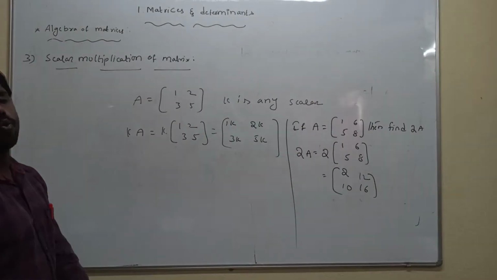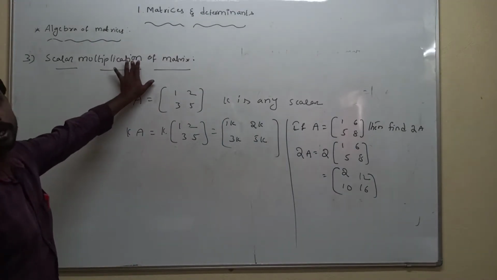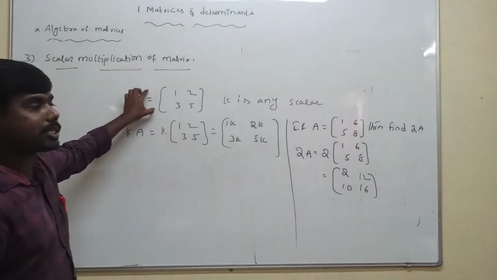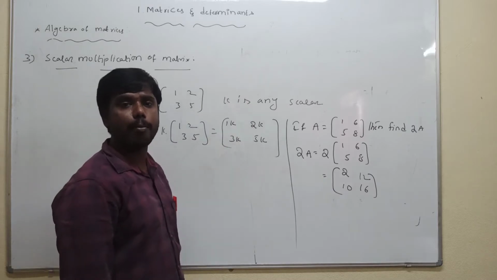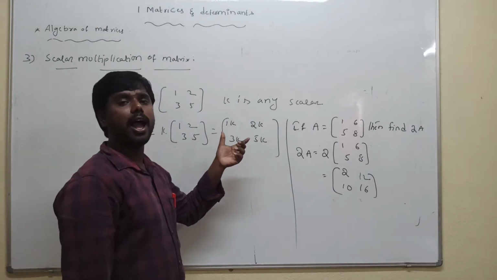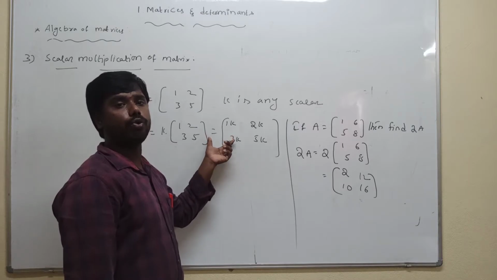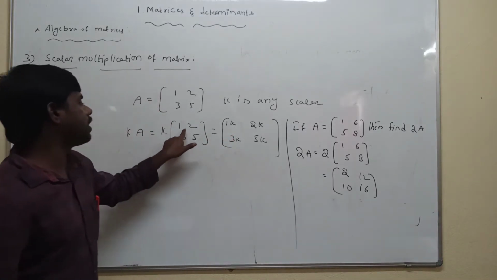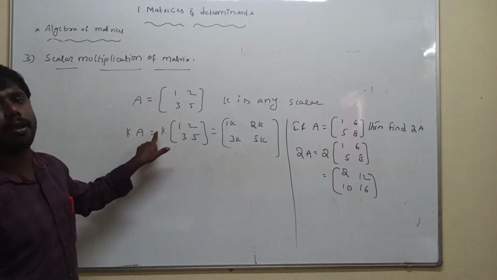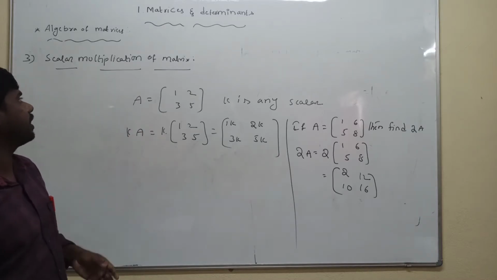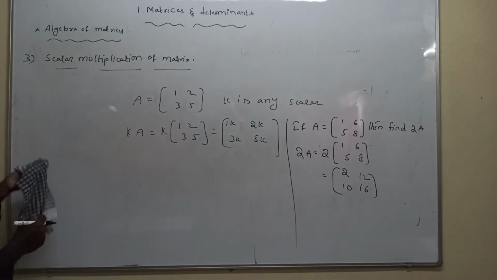Everyone understood? What is the condition for scalar multiplication? If A is a matrix and K is a scalar, we get KA as another matrix. To find it, each element is multiplied by the scalar K. This is the condition for the scalar multiplication of matrices.